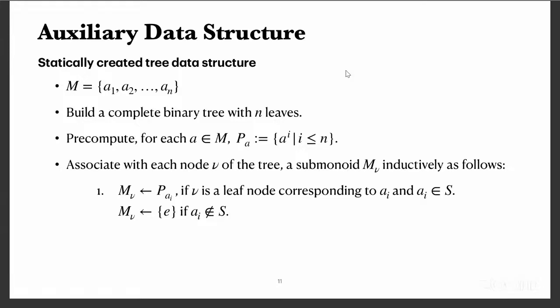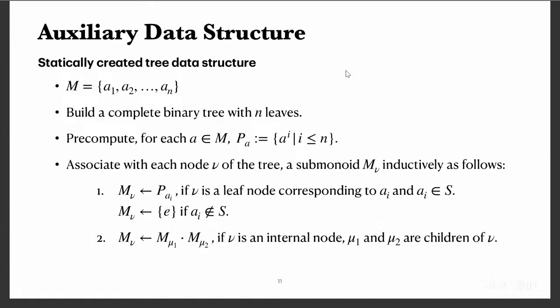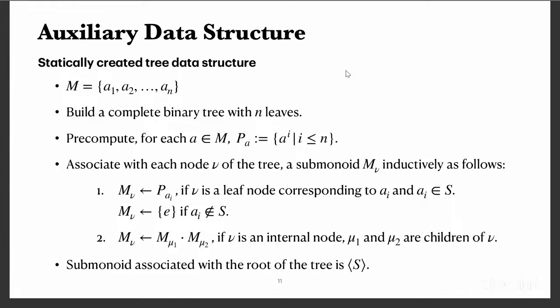On the other hand, for internal nodes, the non-leaves, you take the product of the submonoids generated by the leaves. Correct? So you take the product of the two that you get from the two children, and then it's easy to see that the submonoid generated at the root is the span of S. So it's a very simple data structure.